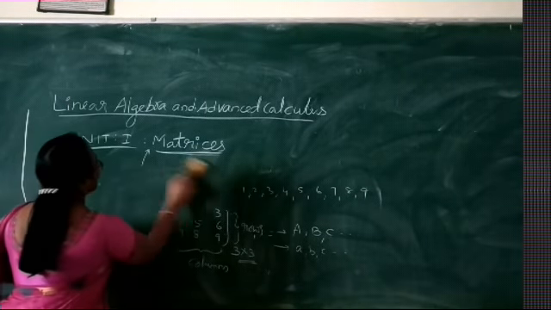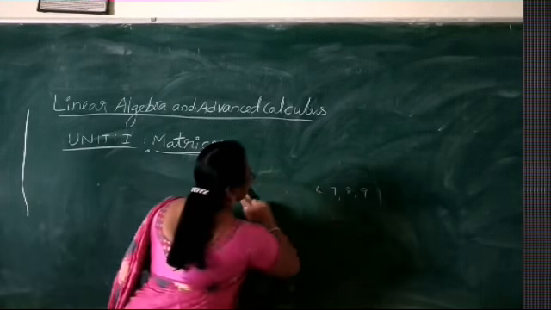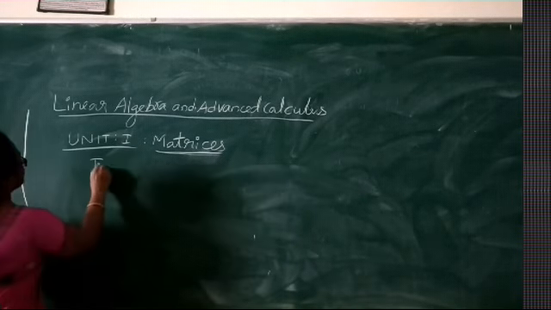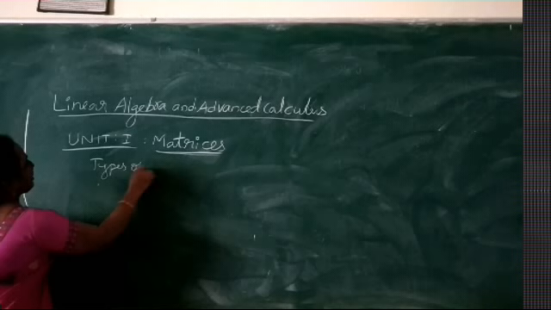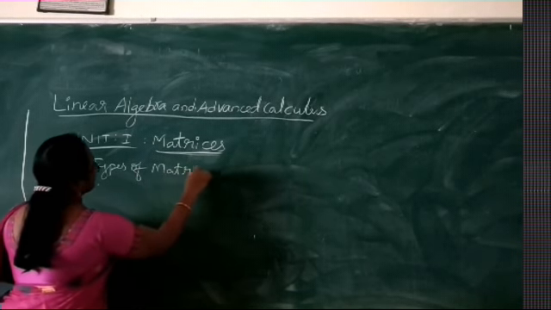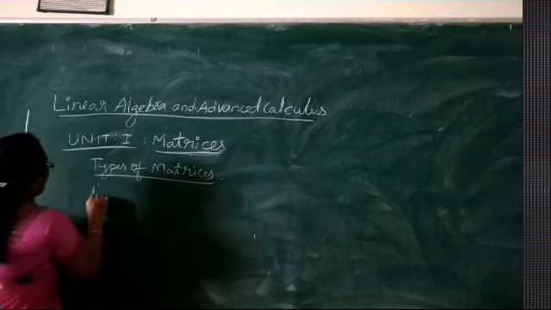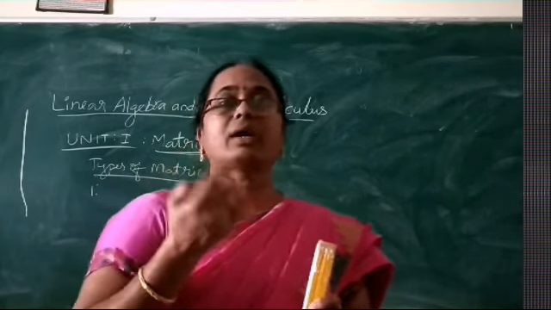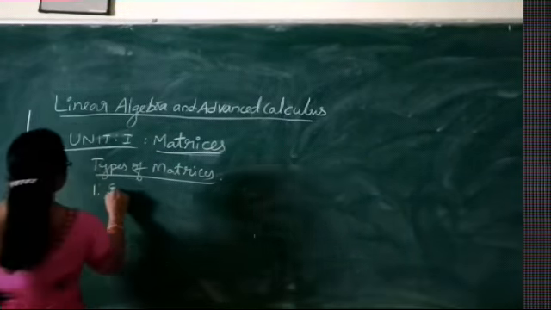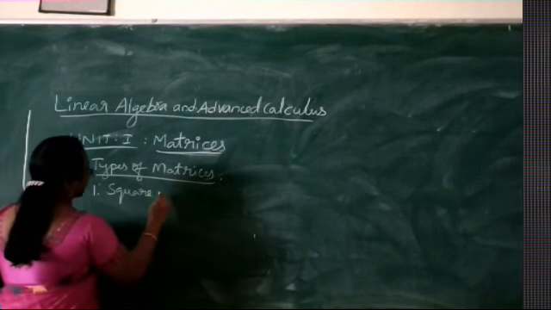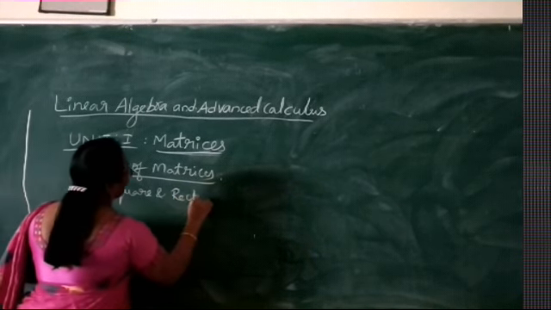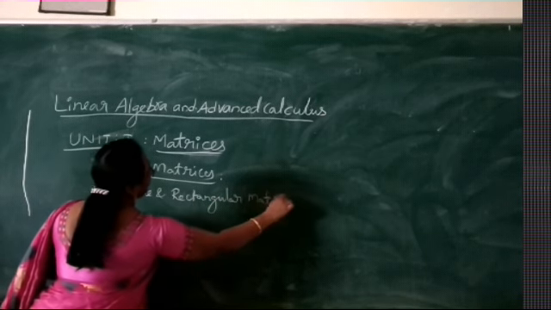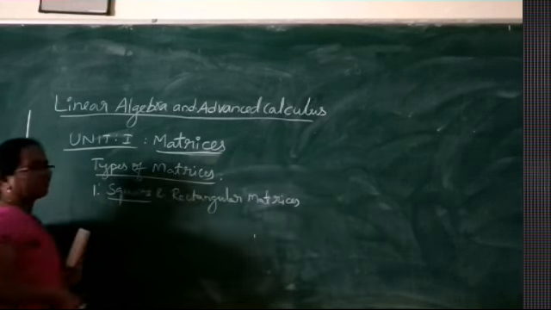how the different types of matrices can be defined. Now let us see what the various types of matrices are. Types of matrices, right? In this collection, let us first see what a square and a rectangular matrix are. So the first type we are going to discuss is square and rectangular matrices. Let us see what a square matrix is.